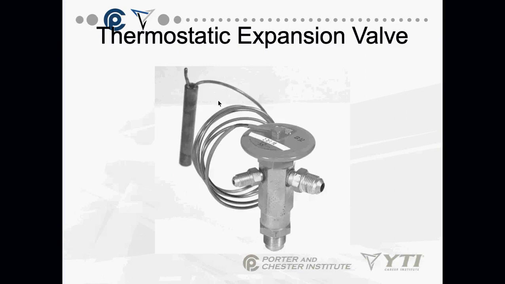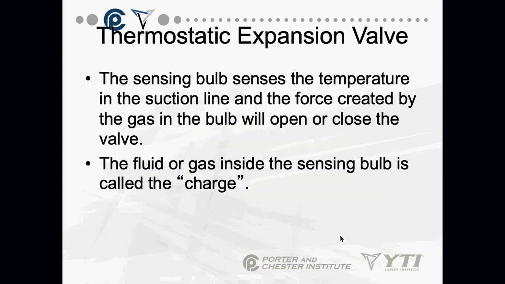This is a picture of one. You have the bulb. This is copper. This is all filled with a gas, connects into the top of the expansion valve, the head. On this side, your liquid line comes in. This connects to your evaporator. Down here at the bottom, the cover's off, but there's a set screw. The sensing bulb senses the temperature in the suction line, and the force created by the bulb will open or close the valve.